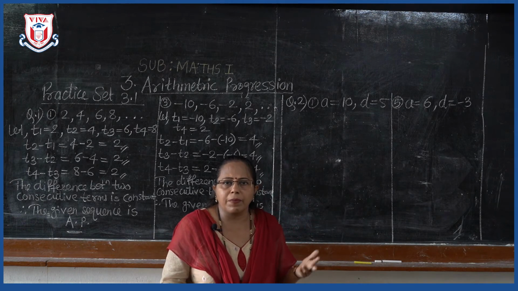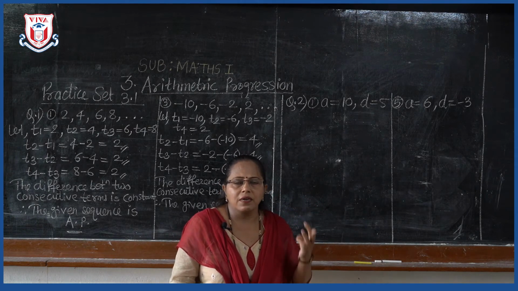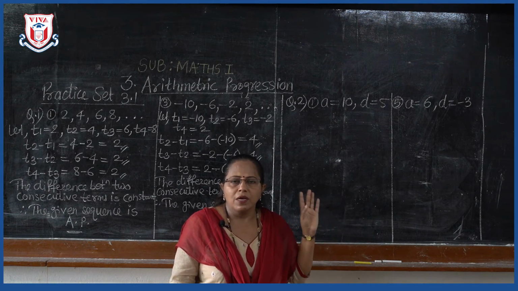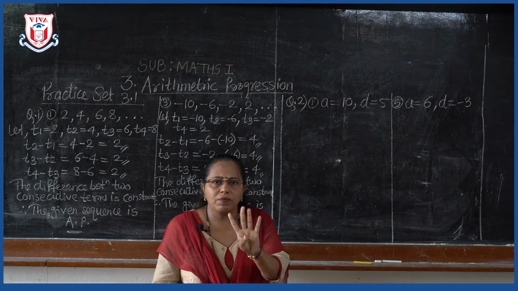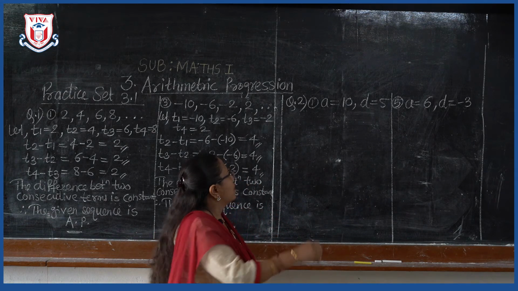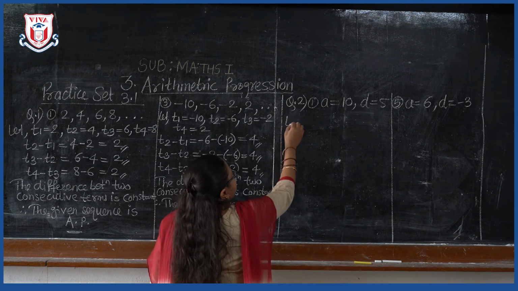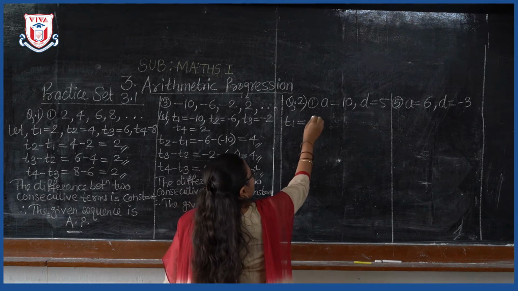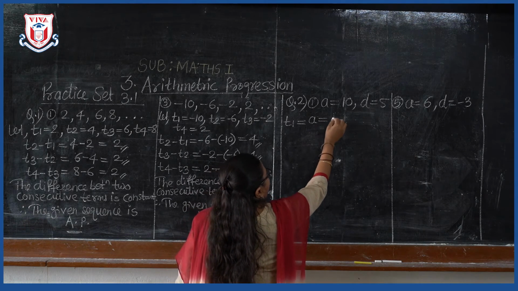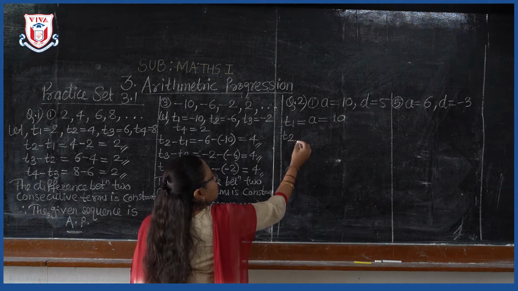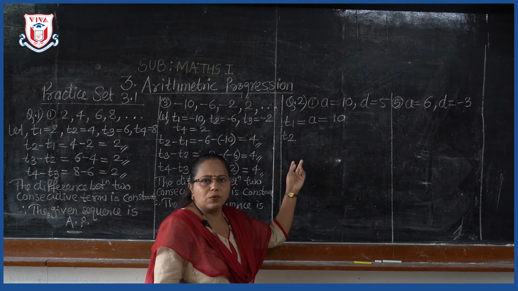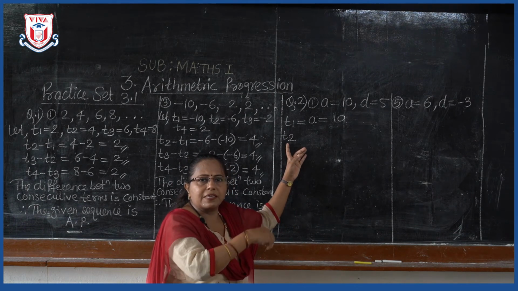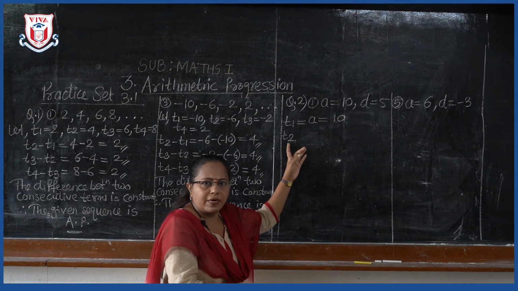To create AP we have to find out T1, T2, T3, and so on: first term, second term, third term. So minimum we will find out 4 terms here. T1 means first term and here the first term is given as A. So T1 is equal to A, which is 10. Now we will find out the second term, T2. To find the next term, in the previous term we have to add the common difference.